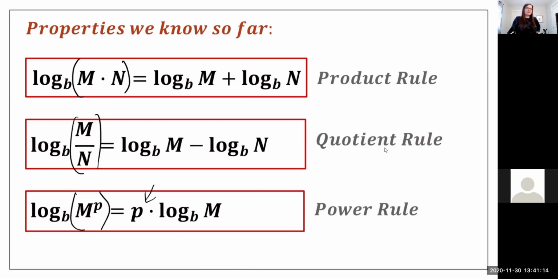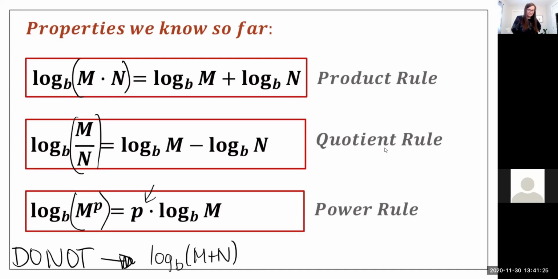Notice that you do not have a rule for log base b of m plus n. There's no rule for that. You cannot make that log b of m plus log b of n. It's a very common thing to just think, oh, I'll just distribute this log. It doesn't work that way because the exponent rules don't work, as I mentioned before. And we also don't have a rule for log base b of m minus n either. So we don't have any rule for subtracting or adding inside the log to expand it. We just have to keep it as is.